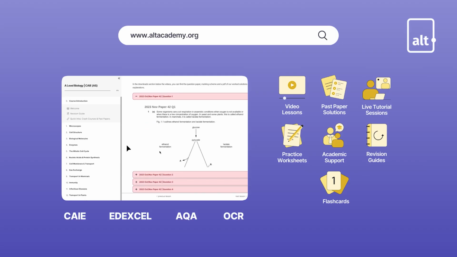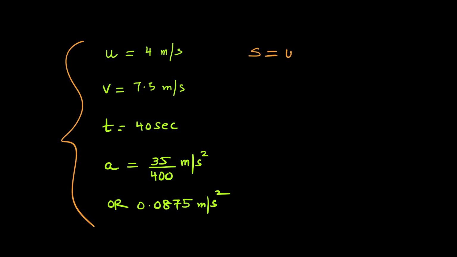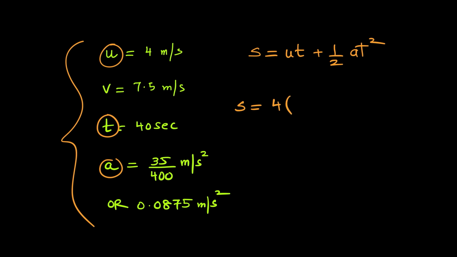Now, let's continue. If I use the formula S equals ut plus half at squared, can I use this? I have A, I have U, I have T. Yes, I can. So let me first use this formula. S equals 4 times T, that is 40, plus half into A, which is 35 over 400, into T squared. What's the value of T? 40. So this is 40 squared.